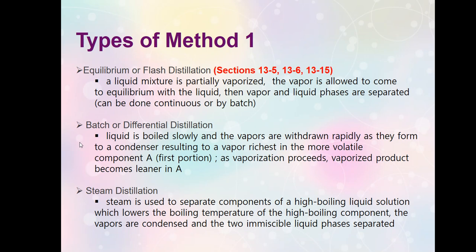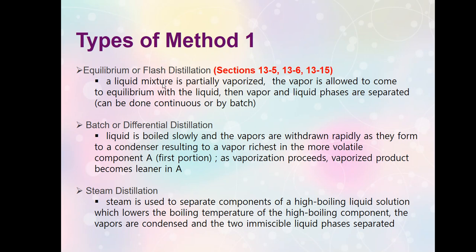Now, under method 1, we also have batch or differential distillation. So, liquid here is slowly boiled and the vapors are withdrawn rapidly as they form in the condenser, resulting in a vapor rich in the more volatile component A, and this is referred to as the first portion. As vaporization proceeds, vaporized product becomes leaner in A, meaning the composition or concentration of A in the vapor that is withdrawn becomes less and less in the case of differential or batch distillation.